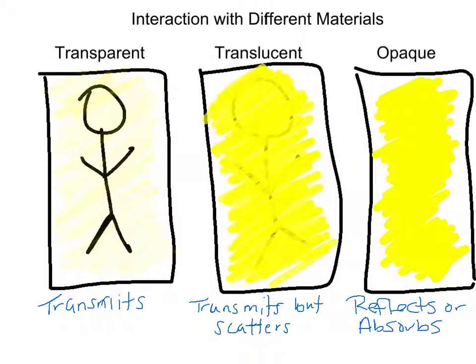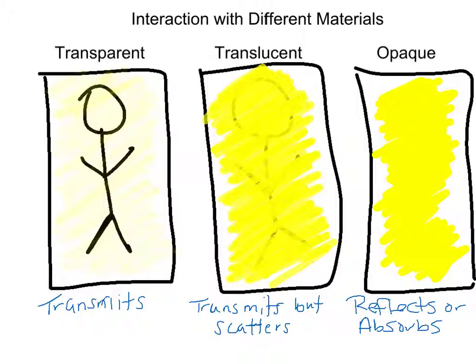Now when you look at translucent materials like wax paper, the light is also still allowed to transmit, which is another way of saying passing through. It's allowed to transmit, but however, the light is scattered. So then you're not able to see things with fine detail. You can make out that there's an object there, but again, you're not seeing the exquisite details.